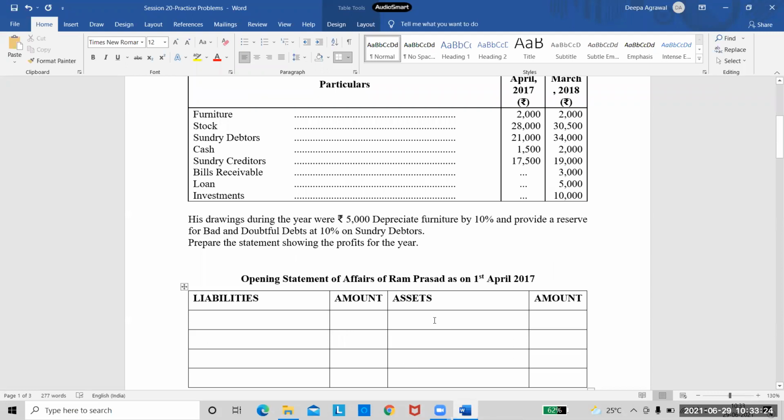Yes? I'll start with the opening statement quickly. So I'm putting all the assets in the asset column. You can also do the same thing. All assets on the asset side, all liabilities on the liabilities side, right? So I've taken furniture. Next, I'm taking the stock.